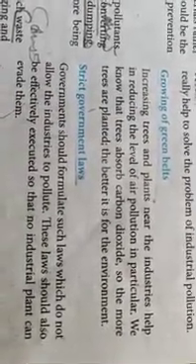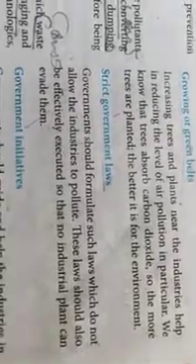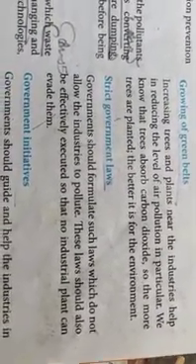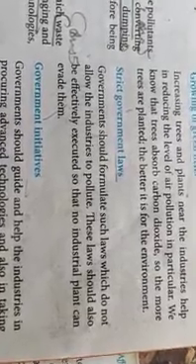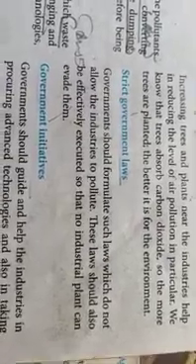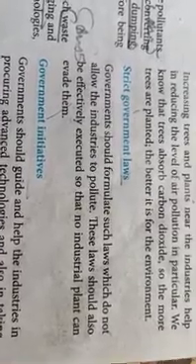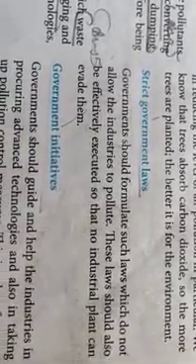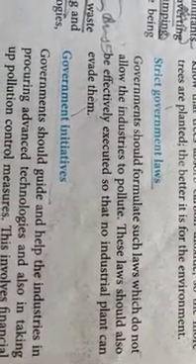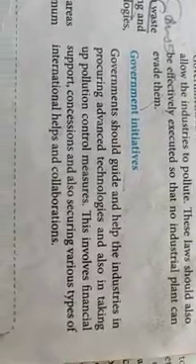Increasing trees and plants near the industries helps in reducing the level of air pollution in particular. We know that trees absorb carbon dioxide, so the more trees are planted, the better it is for the environment. Strict government laws. If the laws are there but there is nobody to implement them, generally the government officials are bribed and they look the other way when the laws are openly flouted. Governments should formulate such laws which do not allow the industries to pollute. These laws should also be effectively executed so that no industrial plant can evade them.